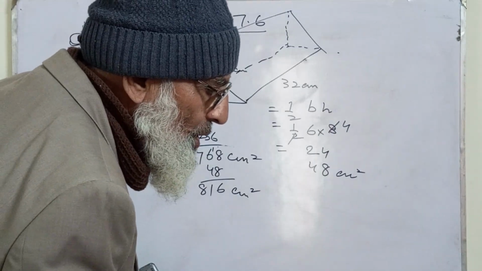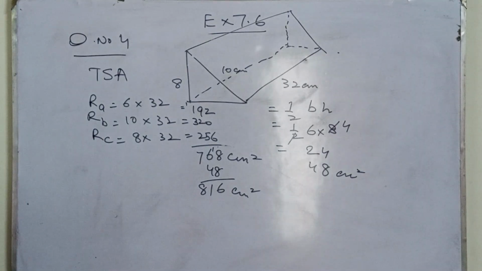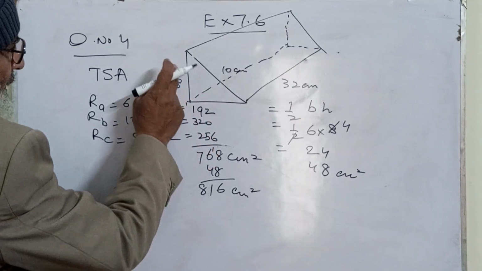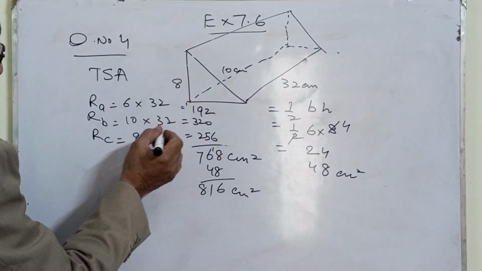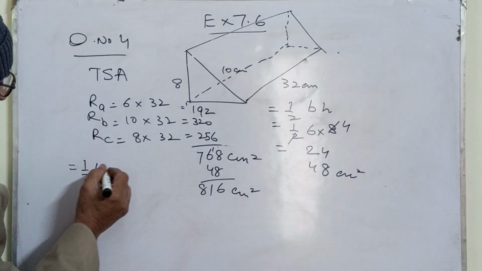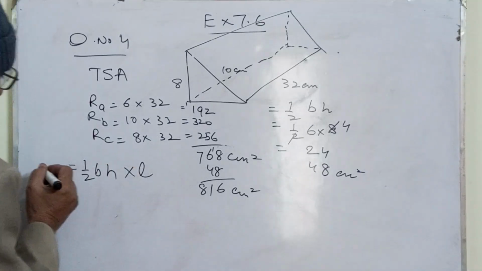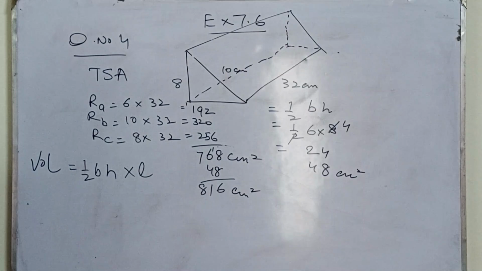And we have to find the volume as well. Yes, we have to find the volume as well. Now volume is again very easy. We'll find the cross section area. Cross section area is equal to half base into height. Half base into height multiplied by the length. This is the volume of this right angled prism.